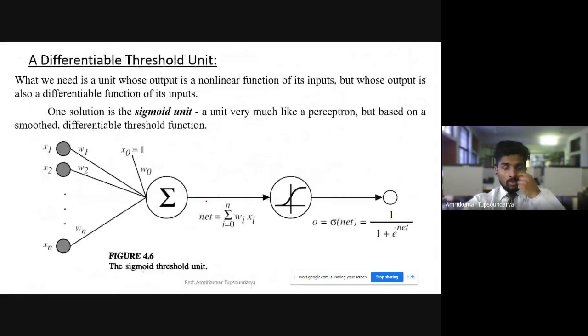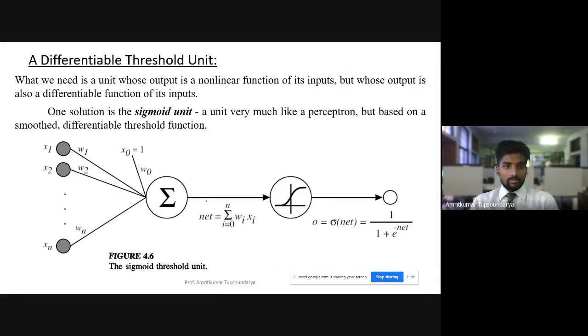Now, in order to understand it more, let us go a little more into depth and see how it is possible for a system to do that. So, a differentiable threshold unit. In most of the previous examples which you have seen, for example the perceptron rule or the delta rule, the linear unit or the perceptron unit, they all have some limitations, right? For example, the linear unit is restricted and can only produce a result when we have linearly separable training examples, right?